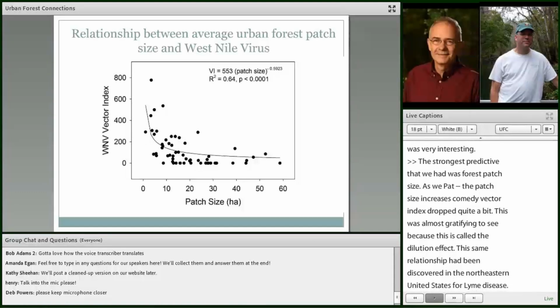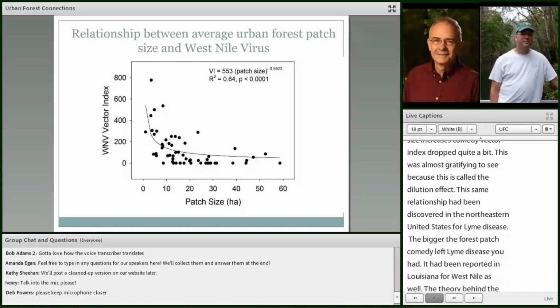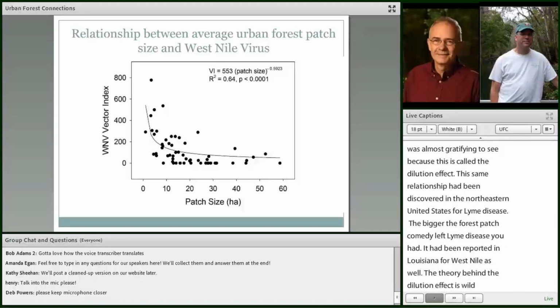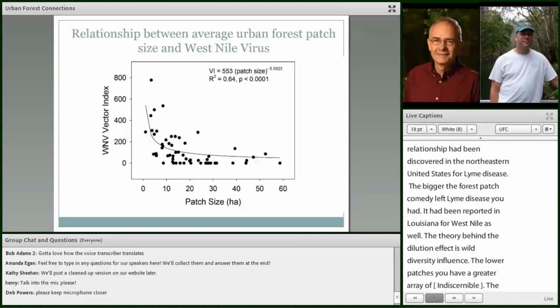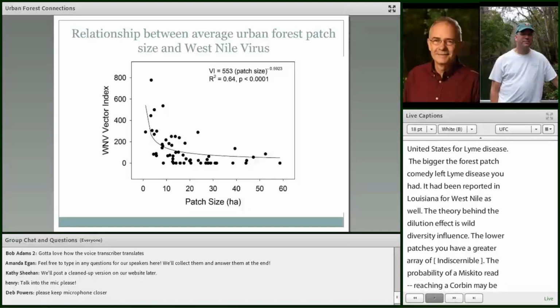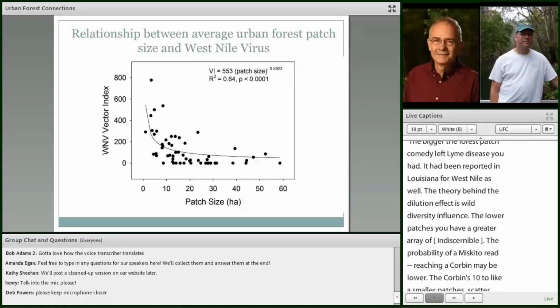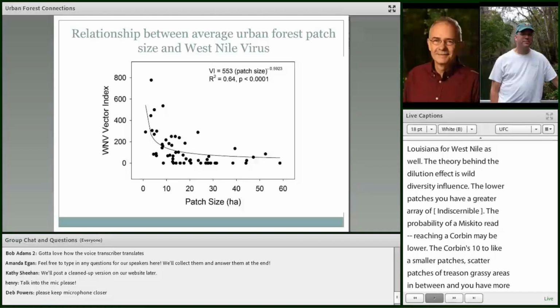And what the theory behind the dilution effect is, is a biodiversity influence. In the larger patches, you have a greater array of bird species, perhaps, and so the probability of a mosquito reaching a corvid may be lower. Also, it turns out that the corvids tend to like smaller, scattered patches of trees with grassy areas in between, and you have more songbird types in the larger patches. But in other words, the pine composition and the patch size here are good takeaway messages for urban planners.